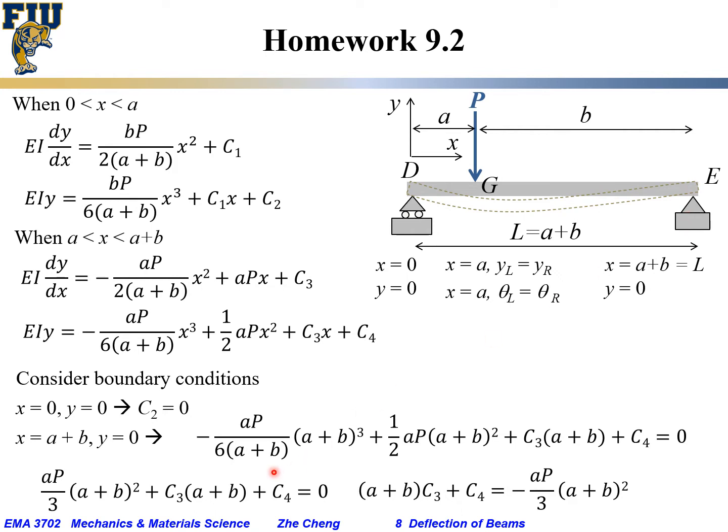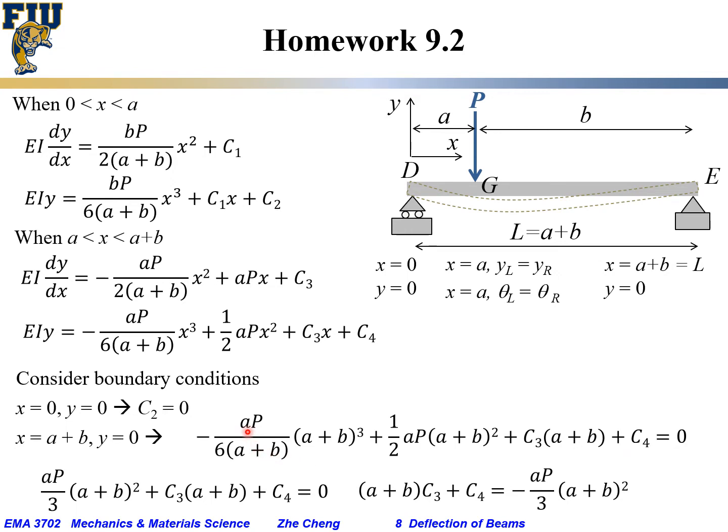So now, for this equation, when x equals A plus B, which means the first parameter we keep, x cubed becomes (A plus B) cubed, and this half AP we keep, and x squared becomes (A plus B) squared. And the third one, C3, we have x is A plus B, plus C4 is 0. Now let's simplify this a little bit.